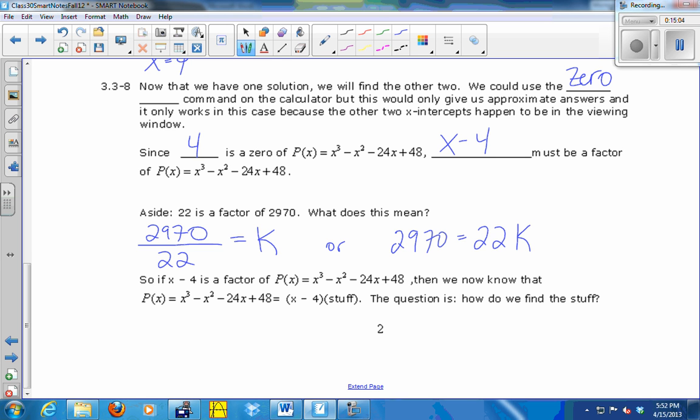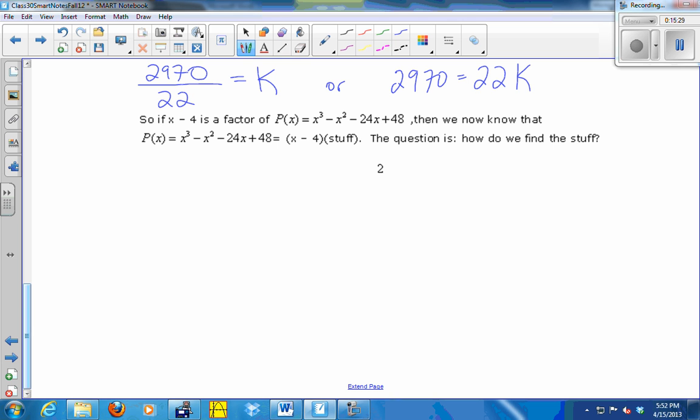So that's what it means to be a factor. If 22 is a factor of 2,970, that means I can write 2,970 as 22 times some other stuff. So if x minus 4 is a factor of this polynomial, that means you can write this polynomial as x minus 4 times some stuff. You can write it as a factor.